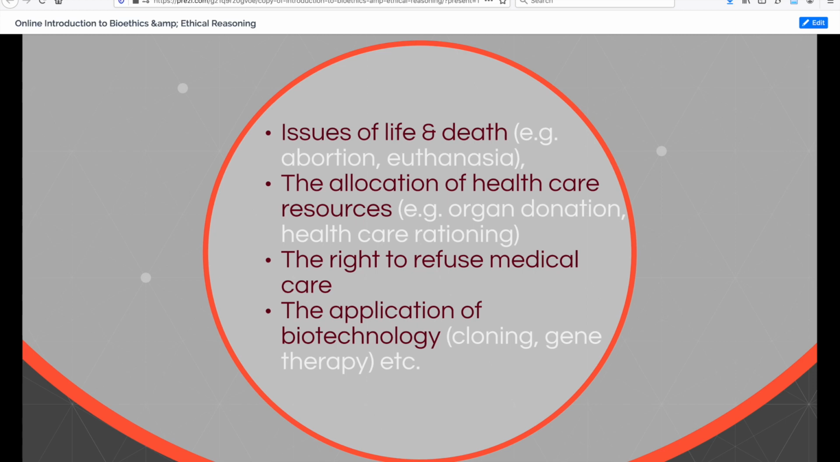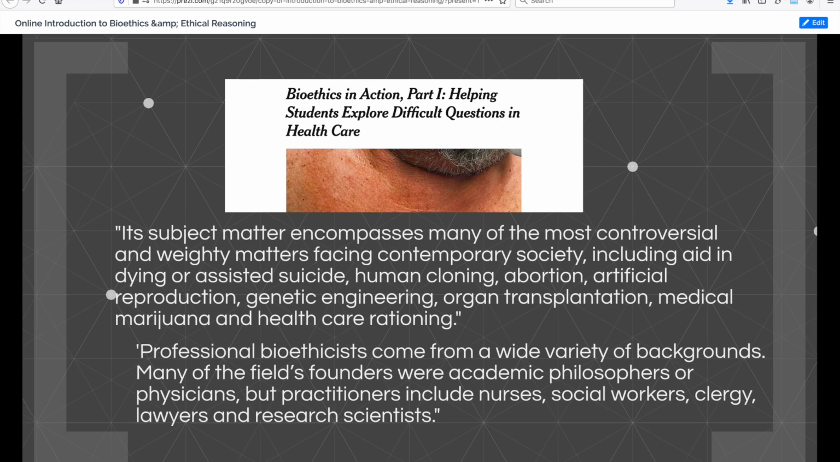And the application of biotechnologies, which are continually developing, right? So, how do we apply these biotechnologies? How do we deal with new advances in cloning, gene therapy, etc.? What is good application? What are problematic applications? What are applications that we might want to limit or ban utilizing policy? Right? Or should there just be a pure, open playing field?